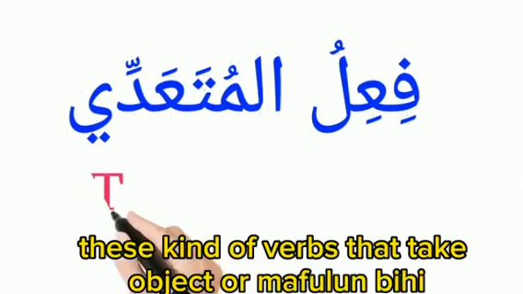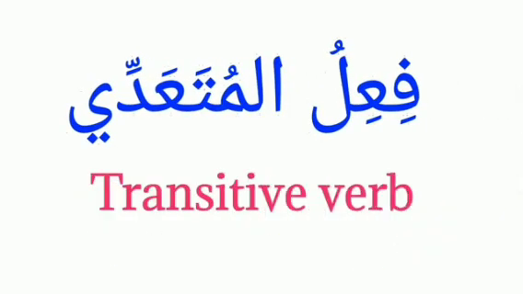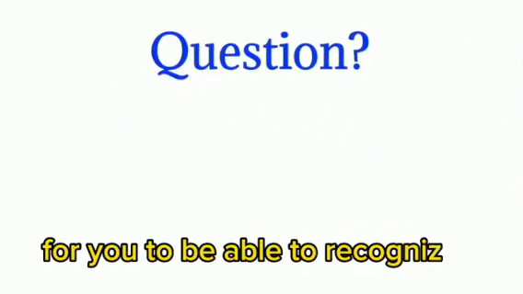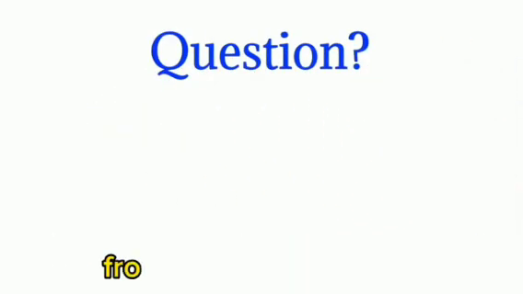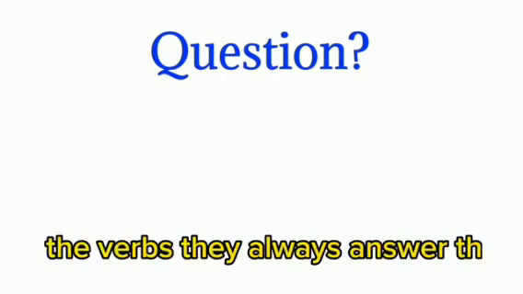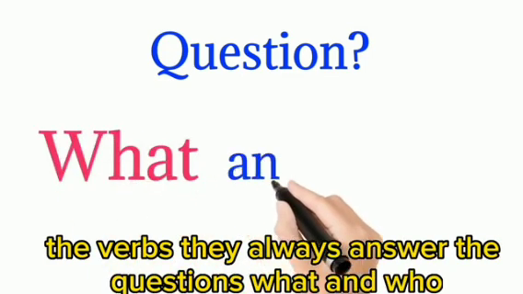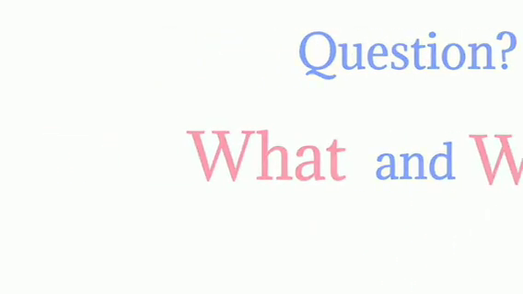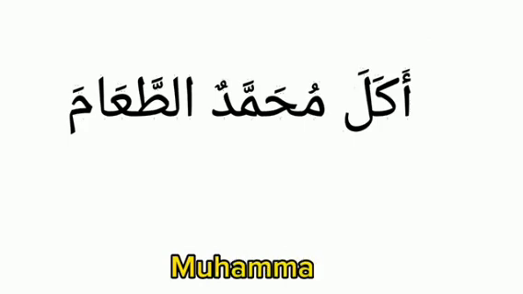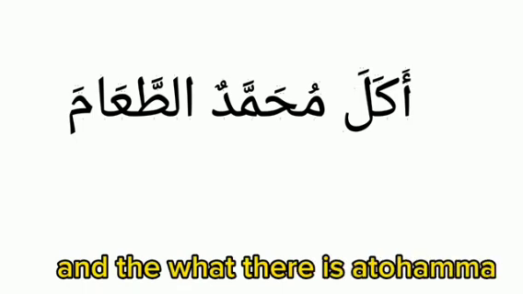These kinds of verbs that take object or maf'ulun bihi are called fi'l muta'addi or transitive verbs. For you to be able to recognize the transitive verbs from the intransitive ones, the verbs always answer the questions what and who. For example, when I said akala Muhammad, Muhammad ate. Muhammad ate what? It answers the question what, and the what there is at-ta'ama.